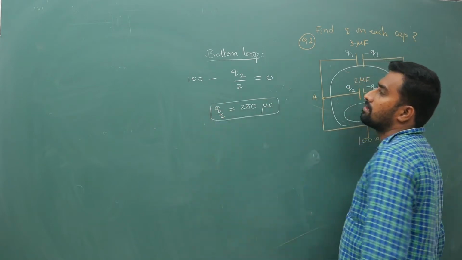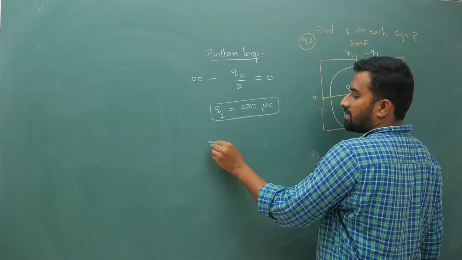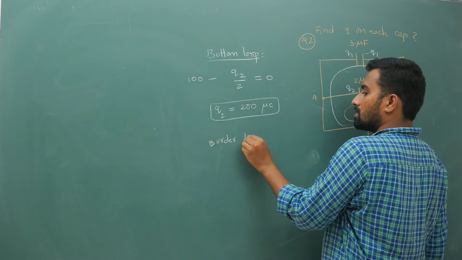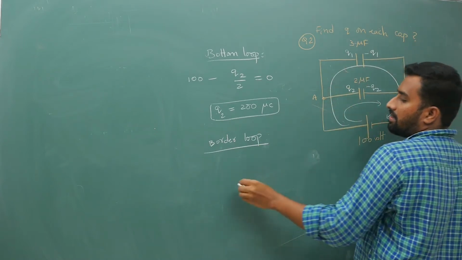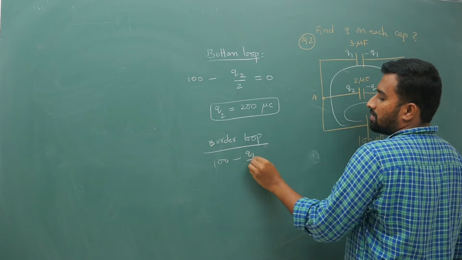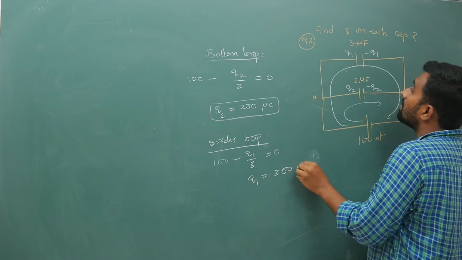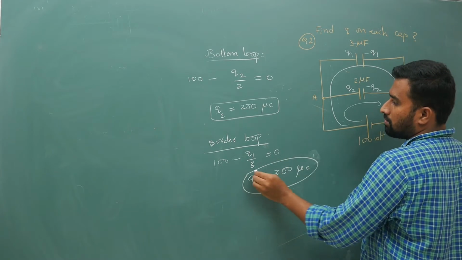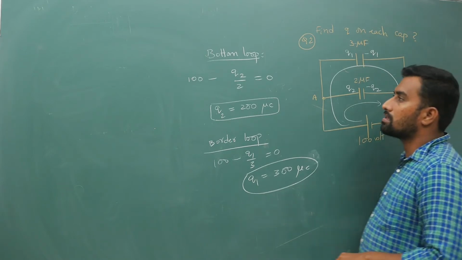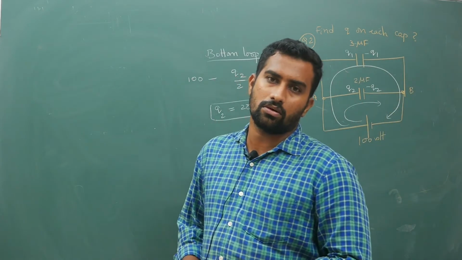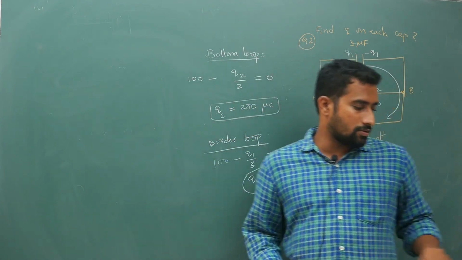Next, I will travel in the upper loop. If I travel in the upper part, it is 100 minus q1 by 3 is equal to 0. What is q1? It is 300 microcoulomb. So this is how you are supposed to do the calculations. Hope you have understood all this basic stuff and there are no doubts at all.